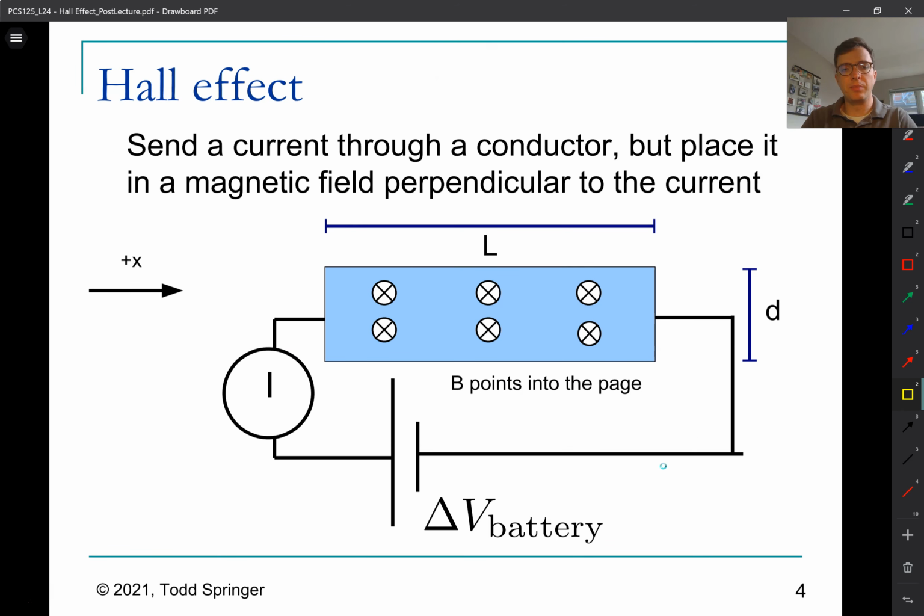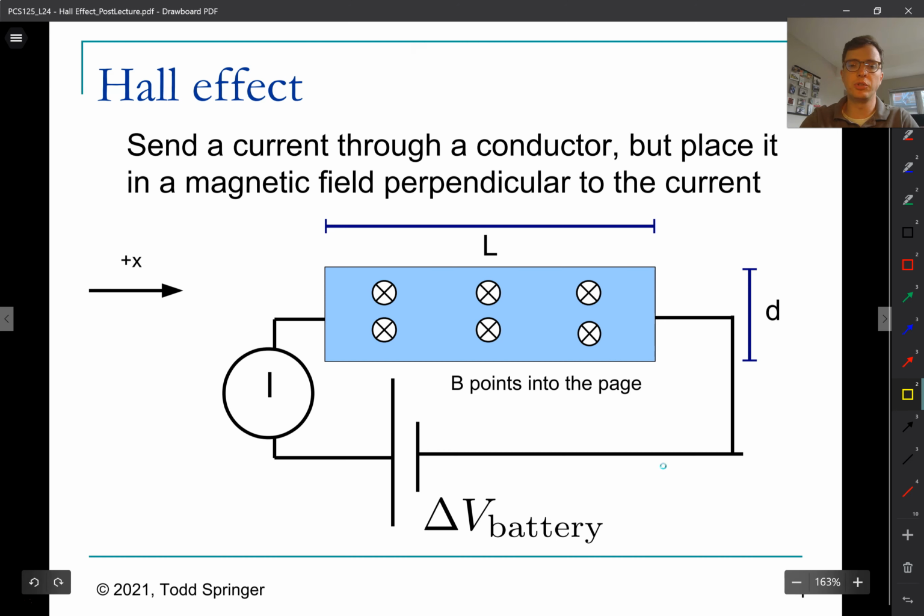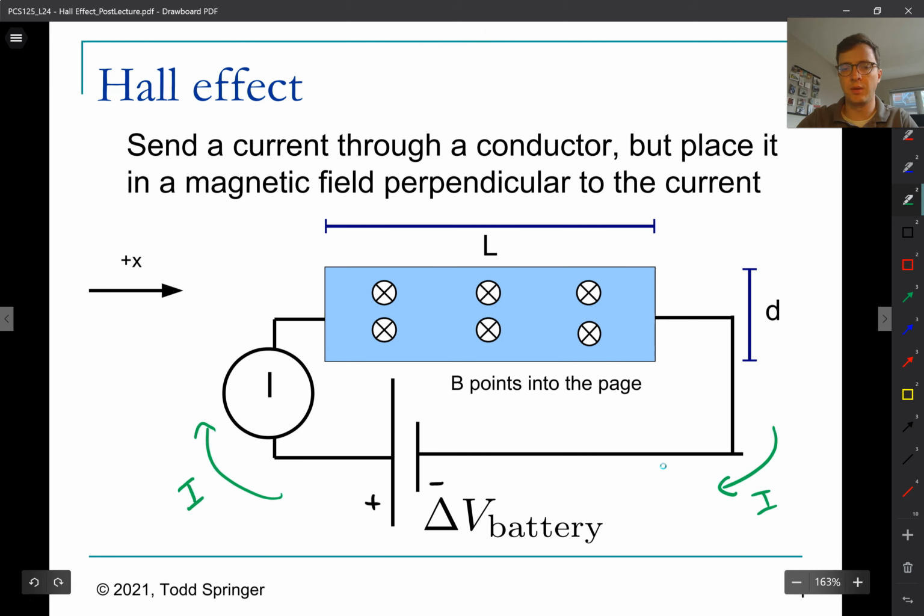So here's the setup. The idea is basically you have a current flowing through a conductor. This blue chunk here is a conductor, and I'm passing a current through it. You can see I've got it hooked up to a battery here, and the current is going to go, in this case, from plus to minus. The long side is the plus, the short side is the minus. So I'll have a current going this way in the circuit, and we'll come back this way.